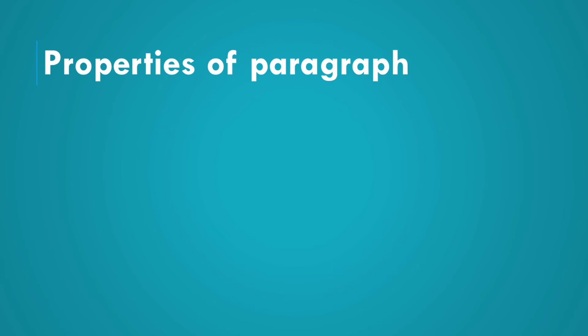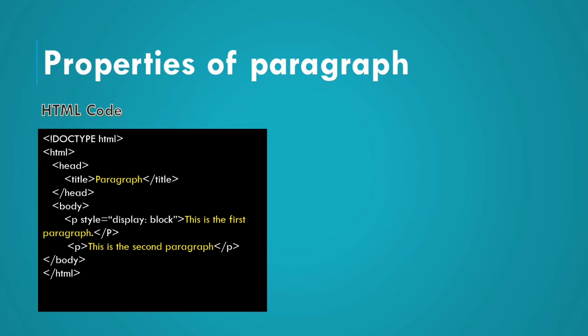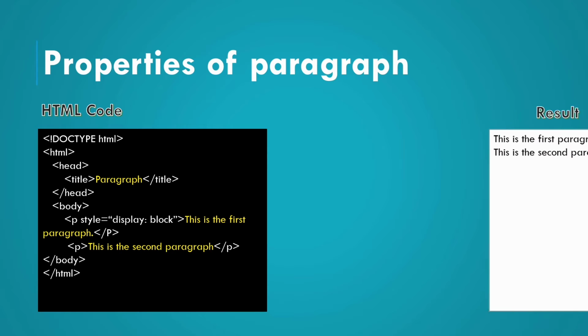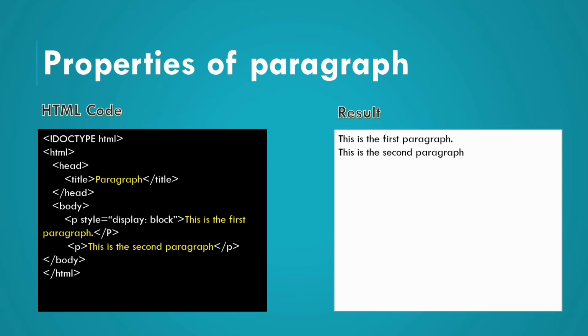By default, the display of the paragraph element is set to block, which you can change using CSS. This means that if you add another paragraph to the web page, the next paragraph will be inserted in the next line on the web page.